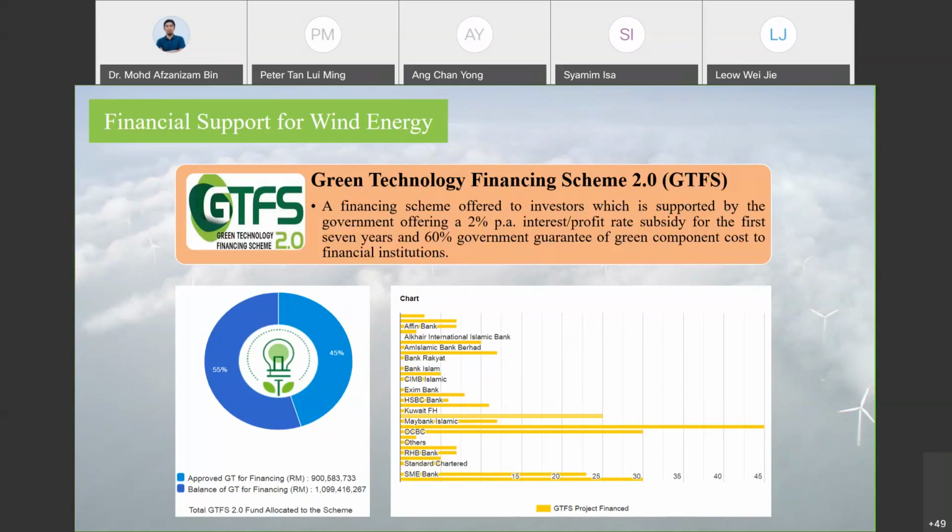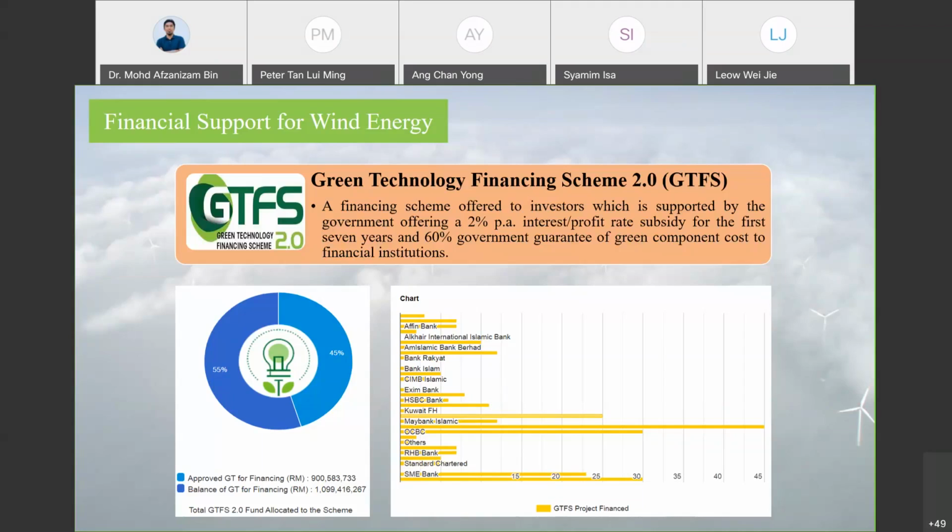Now I will talk about the financial support for wind energy. For now, the Green Technology Finance Scheme 2.0 is the only finance scheme provided for wind energy. It is a finance scheme offered to investors which is supported by the government, offering a 2% per annum interest rate subsidy for the first 7 years and a 60% government guarantee of the green component cost to the financial institution.